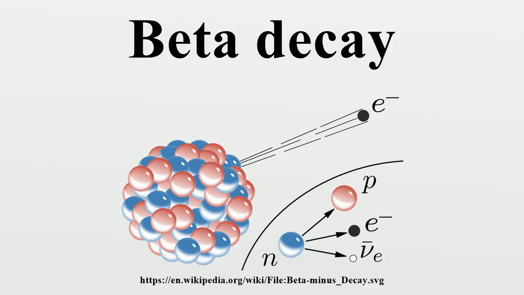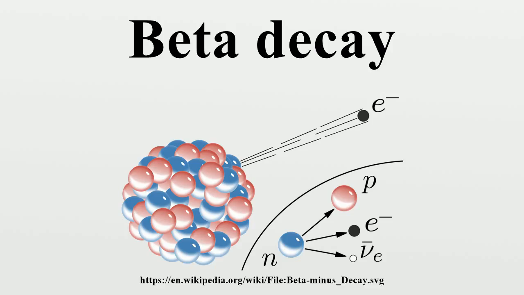An example of electron emission is the decay of carbon-14 into nitrogen-14: 14/6 C → 14/7 N + e⁻ + ν̄ₑ. In this form of decay, the original element becomes a new chemical element in a process known as nuclear transmutation. This new element has an unchanged mass number A, but an atomic number Z that is increased by 1.